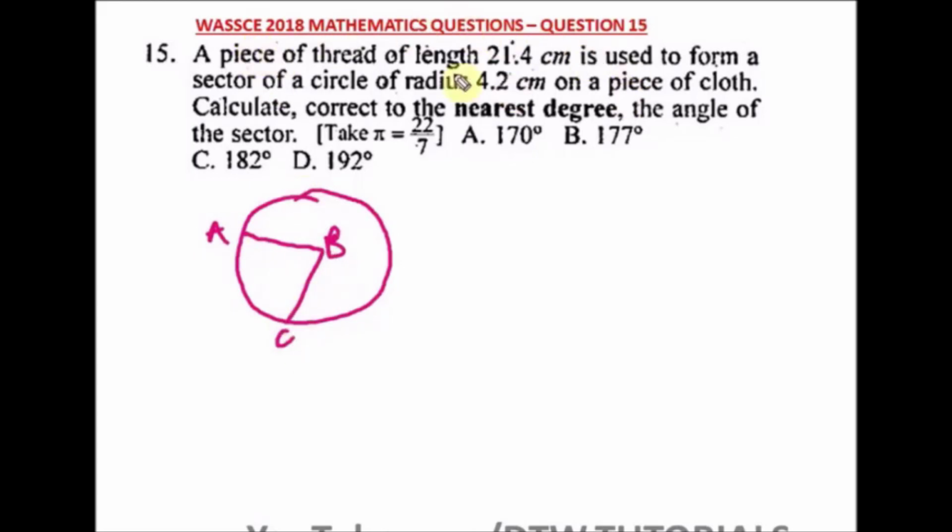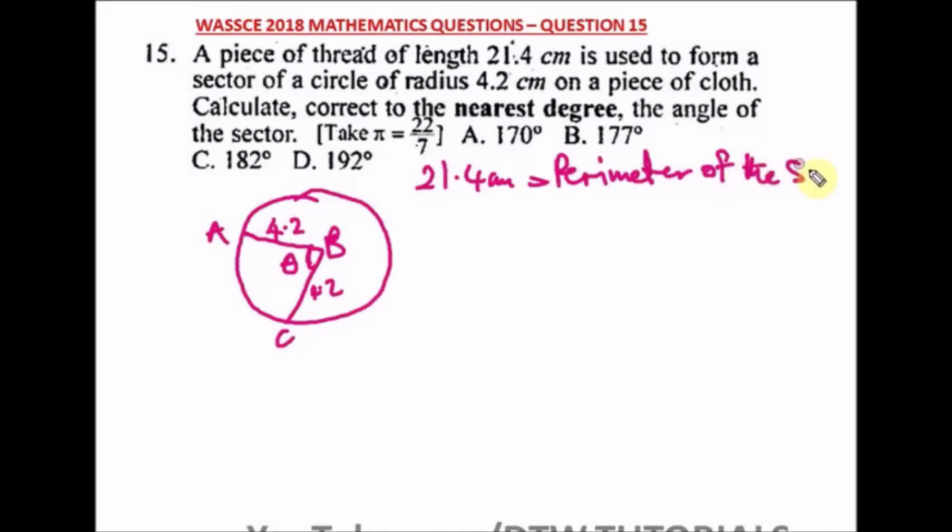So this piece of thread of length 21.4 centimeters is used to form a sector of a circle of radius 4.2. All right, so this is the sector here, on a piece of cloth. Calculate, correct to the nearest degree, the angle of the sector. So we're told to find this theta. Since the thread of length 21.4 is used to form the sector, it means that 21.4 centimeters is the perimeter of the sector.